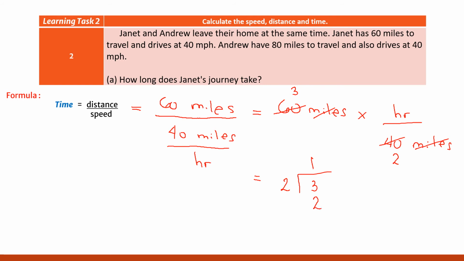So 3 divided by 2, of course, the answer is 1. And that is 2. Subtract 2 from 3. The difference is 1. Then put a decimal point. Then add 0. Bring down 0. So we have now 10 divided by 2. So the answer is 5. And 5 times 2, the answer is 10. Subtract 10 from 10 will give us a difference of 0. Therefore, our answer here is 1.5 hours. Okay? So, ang sagot sa tanong na how long does Janet's journey take? The answer is 1.5 hours. So, this is it.